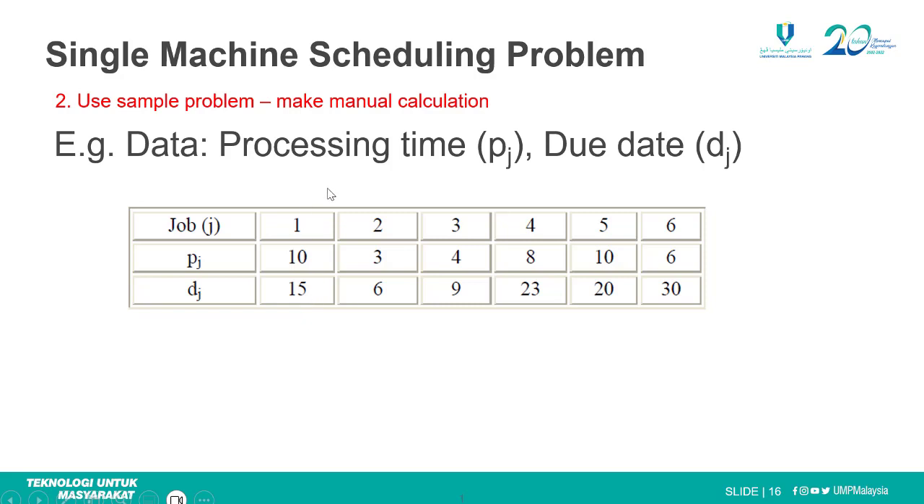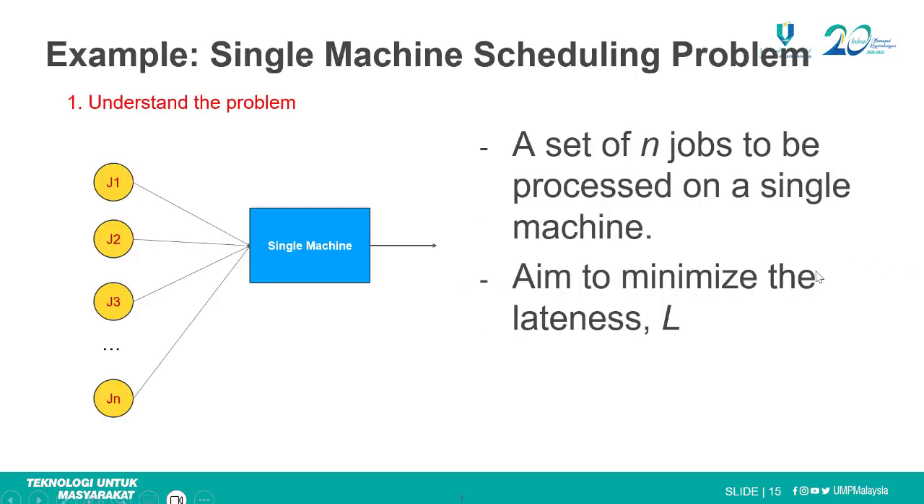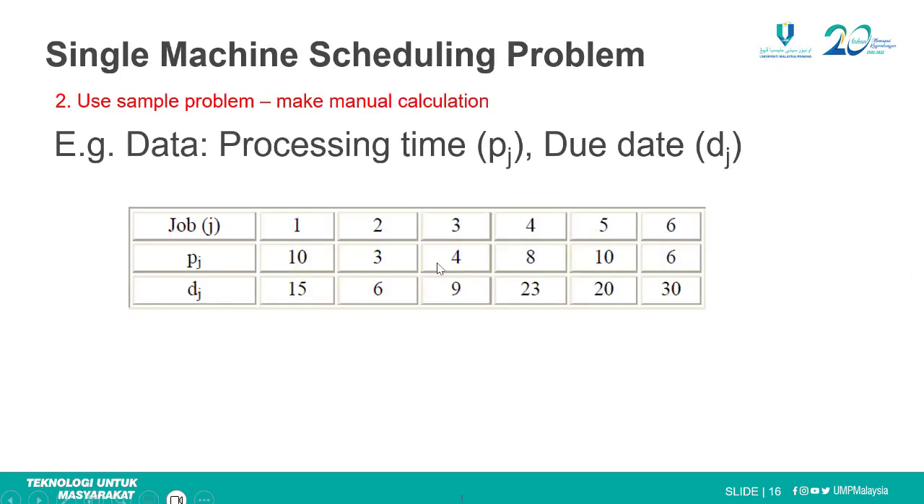Okay, so this is the example of the data. So we try to solve this problem by using a manual calculation first to really understand the steps in order to calculate the lateness.